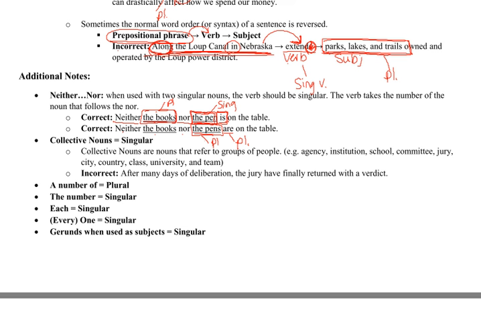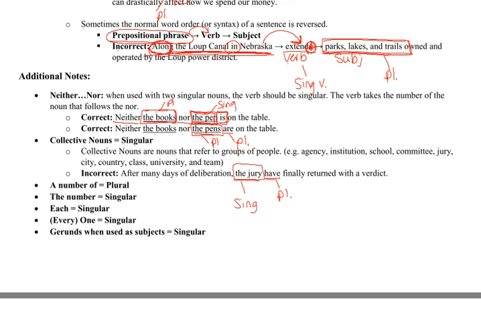Collective nouns are nouns that refer to groups of people: an agency, an institution, a school, a committee, a jury, a country, a class, a university, a team. So it's singular if they're acting together as one unit. After many days of deliberation, the jury have. Well, have is plural. The jury is actually singular because they are acting as one unit. The class is, the jury is, the class has, the jury has.